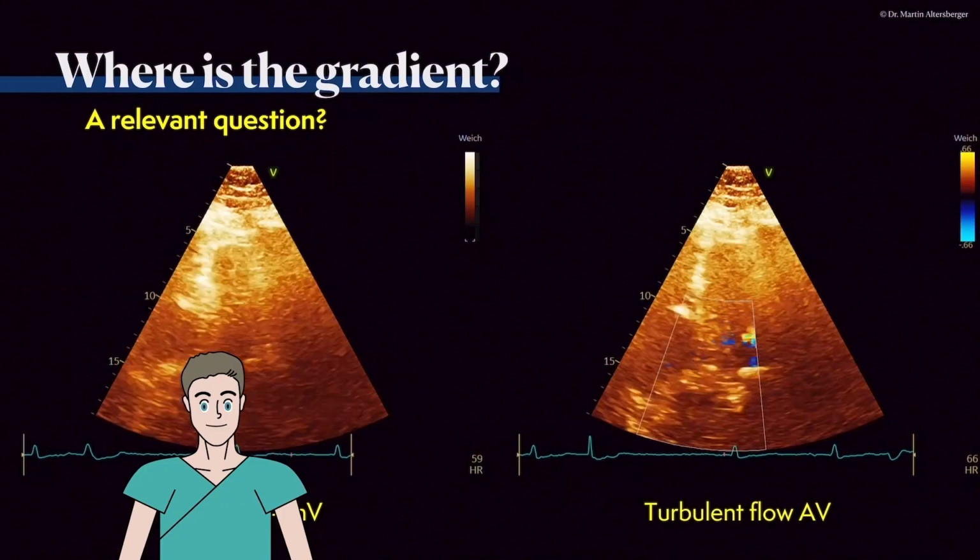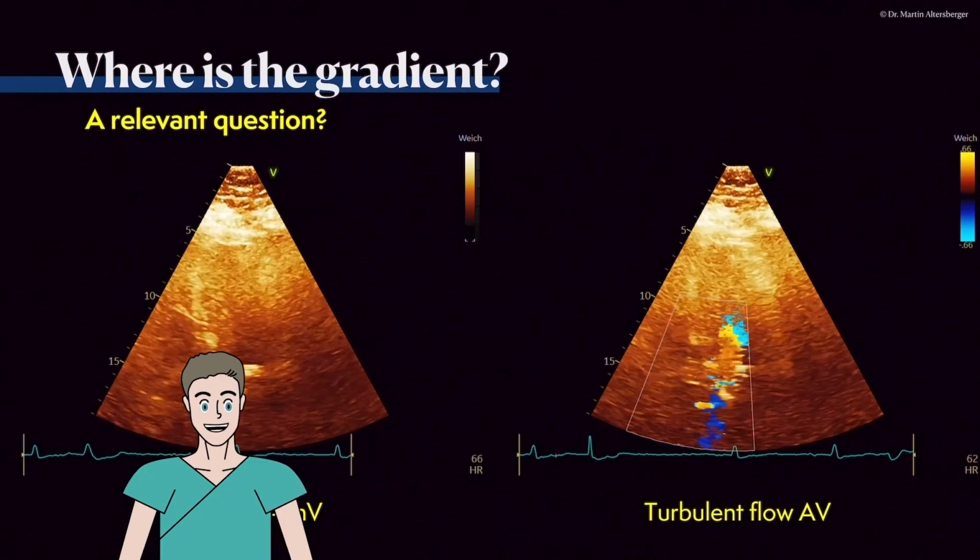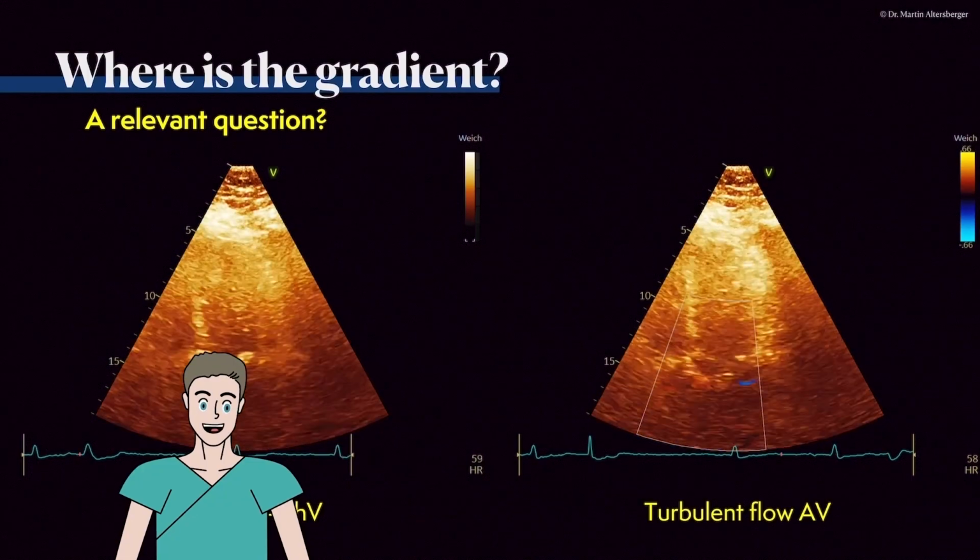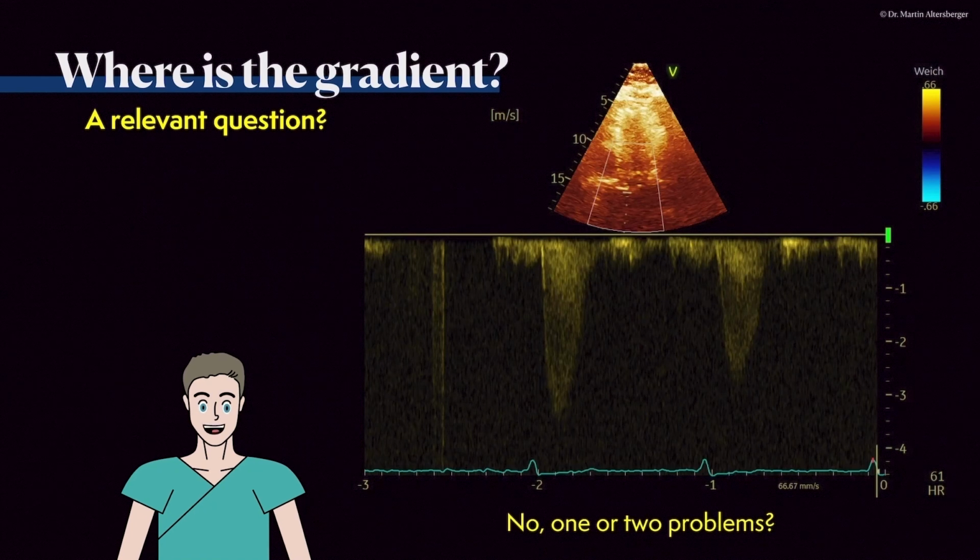So now we have to figure out, where is the gradient? Is the gradient simply the aortic valve? Is it a problem with the TAVR? Well, with this continuous wave Doppler signal, you do see that there are not only one, but several signals in this one measurement.